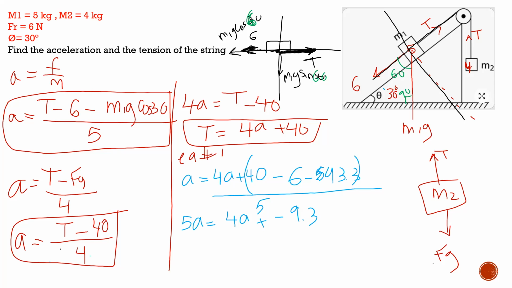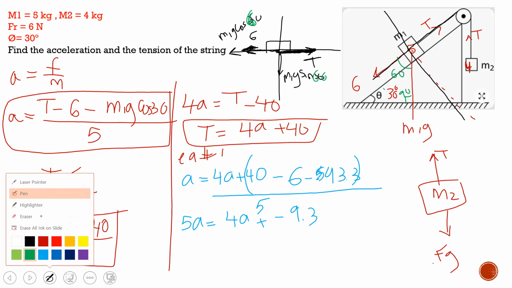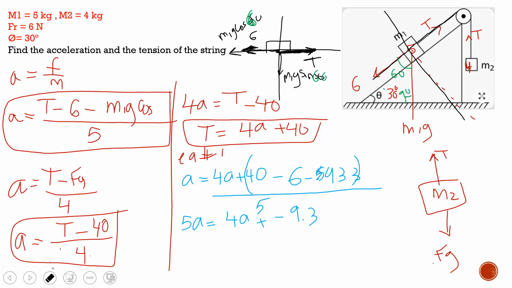Oh, here it has to be 60. Okay, so here I have to change. 60. So here it has to be M1G, M1 is 5, so it has to be 25 here.